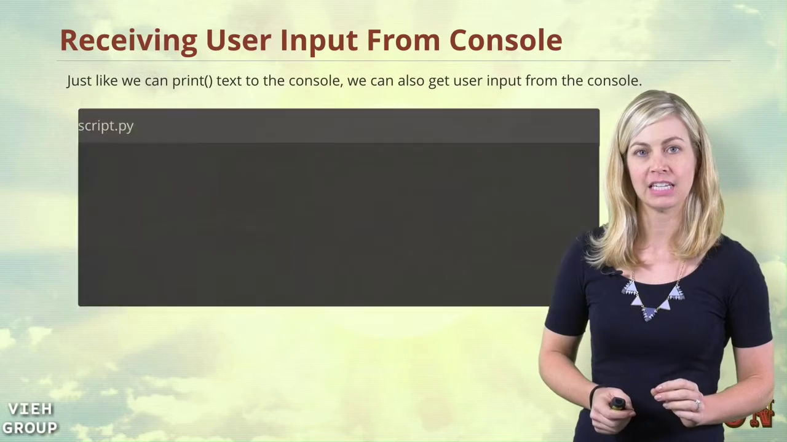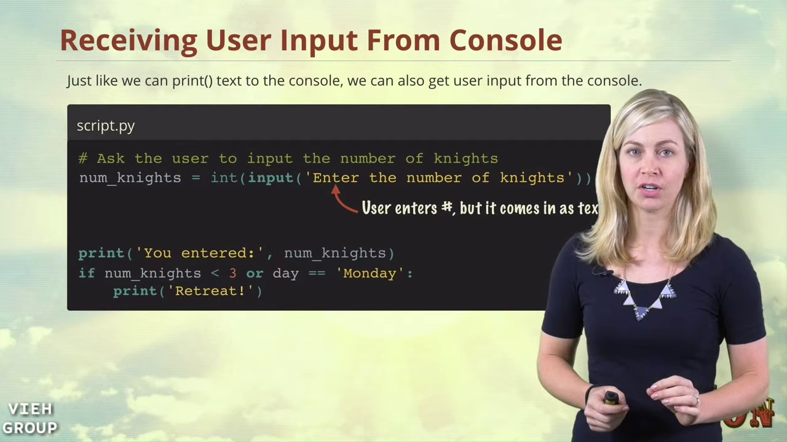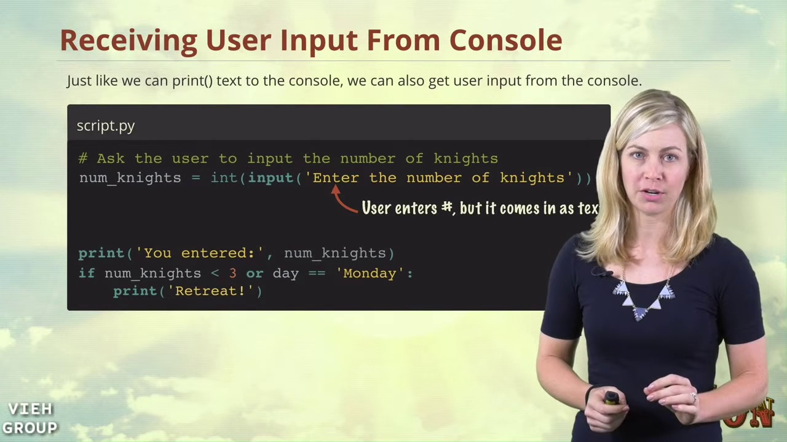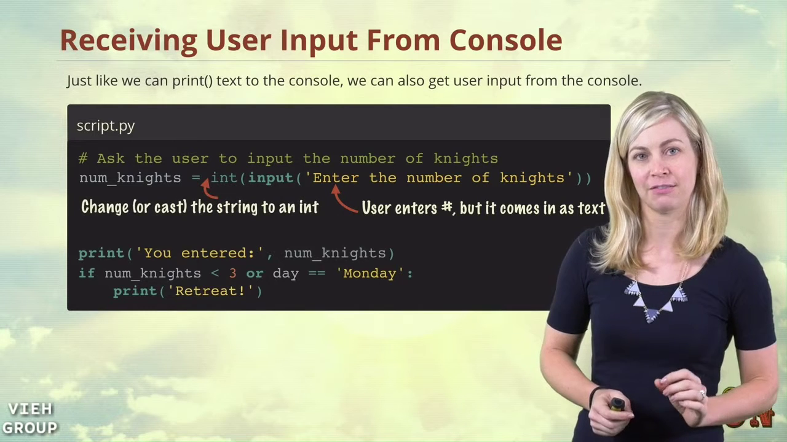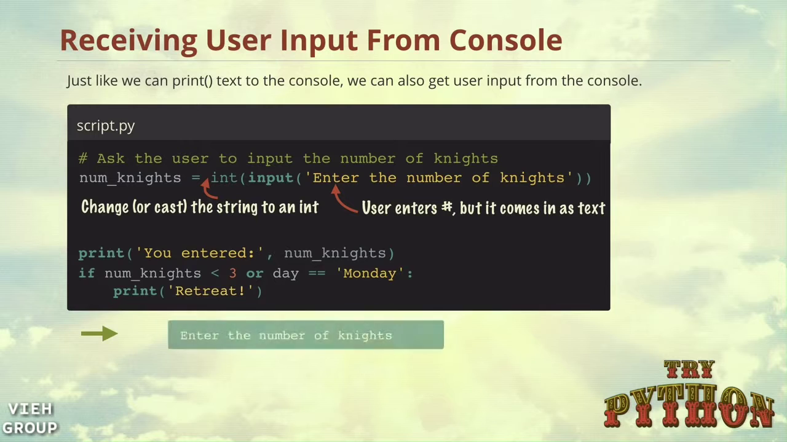Since input comes in as a string, if we want the user to enter a number, we have to convert their text input to a number. We can do this with the int function. Now that num nights is a number, we can print it out to the console and then check if it's less than 10 or the day is Monday. Since neither of those are true, we don't print retreat.